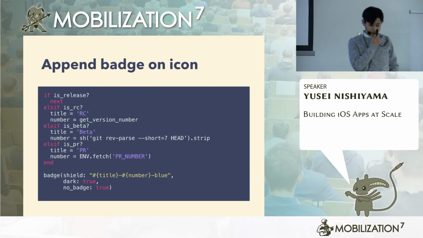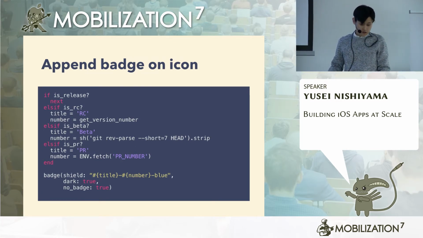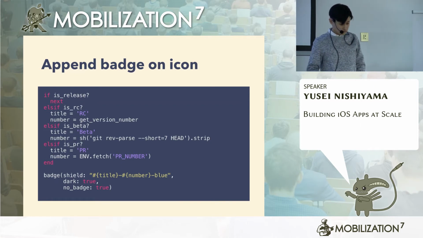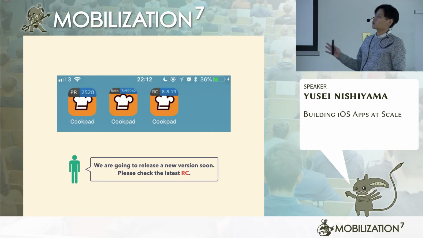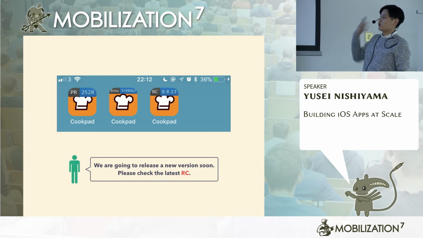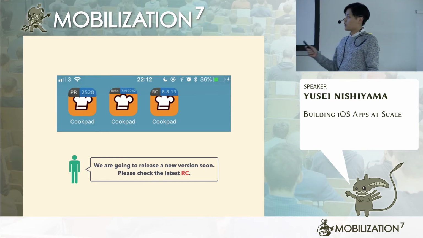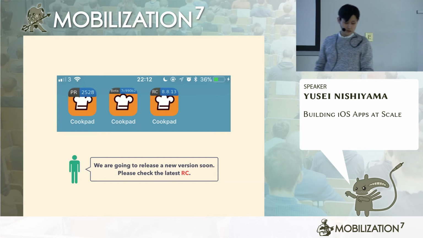One thing you could do is tell them the purpose of the build through the icon. So this Fastlane script appends a badge on the icon. You're going to get badges like that, and it makes communication between developers and testers much easier. For example, we can say, we are going to release a new version, so please check the latest release candidate. And testers can easily identify which one is from the release candidate branch.